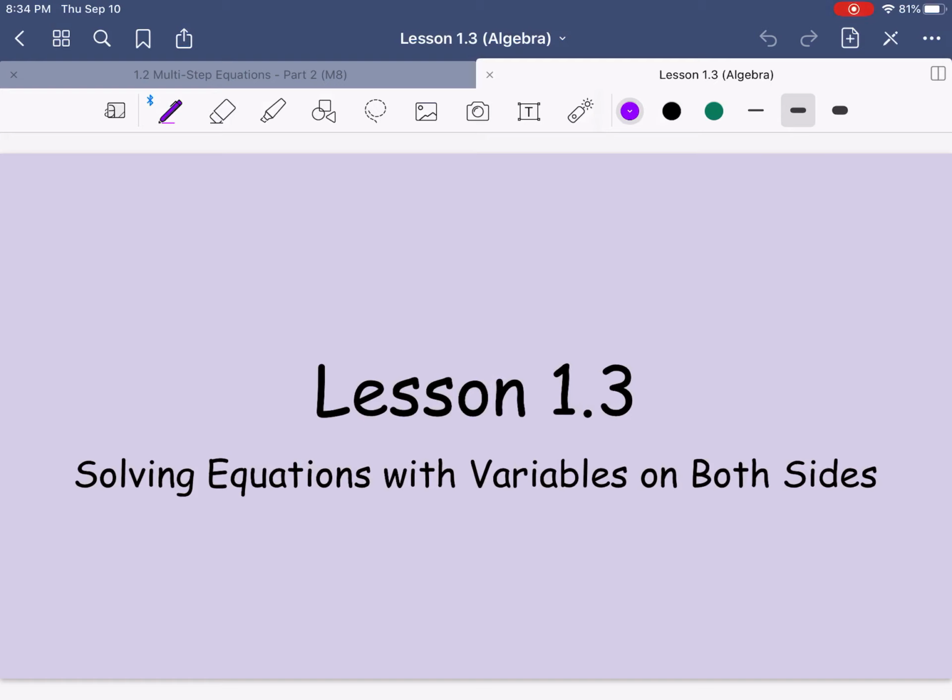Hi everyone! Are you ready for lesson 1.3? Of course you are! Today we're going to work on solving equations with variables on both sides. It's so much fun! Let's get started.